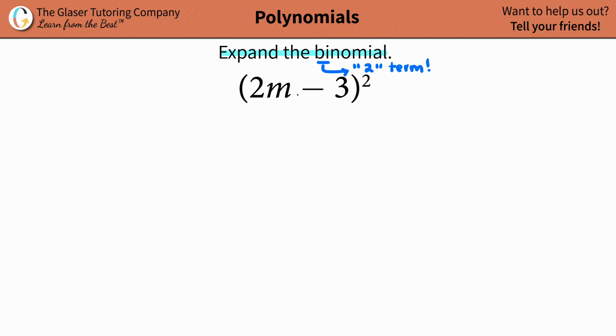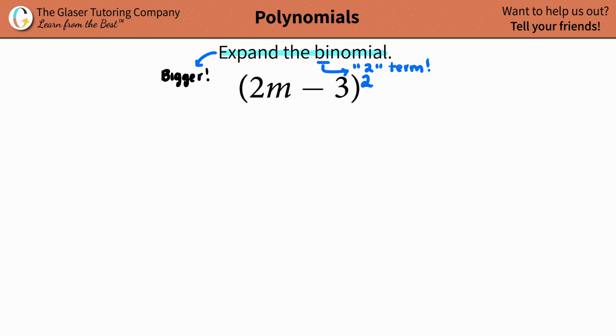Now, if I'm looking over here, I have 2m minus 3. The two terms are the 2m, which has the variable m, and then the negative 3. This one has no variable, so that's why they're classified as two different terms. Now, the 2m minus 3 is being squared, or raised to the second. In this case, we just have to expand this notation. And expansion just means that you're going to write it out in a larger format. So let's get down to that.